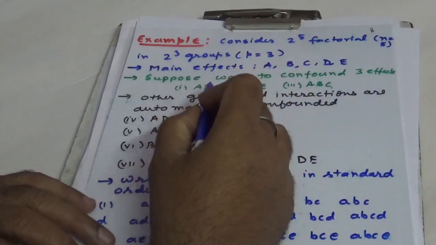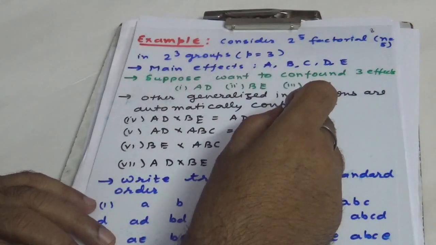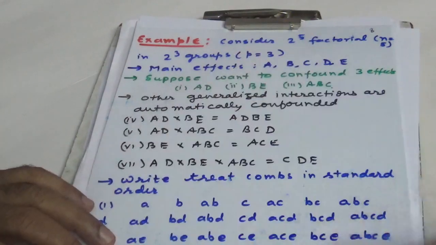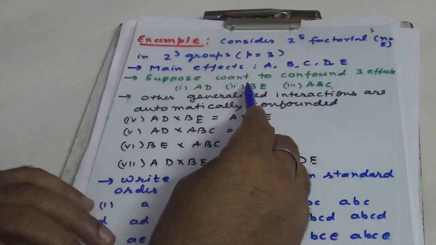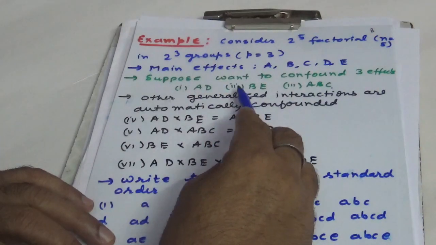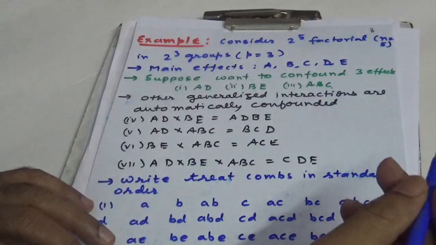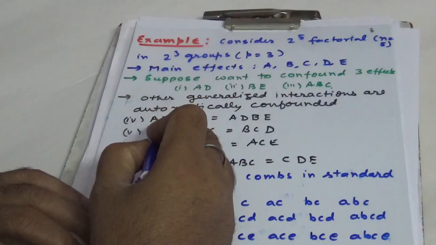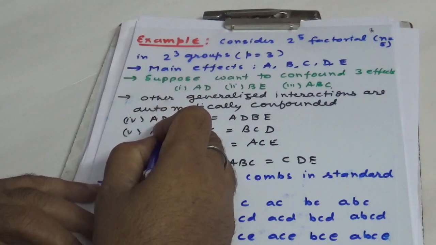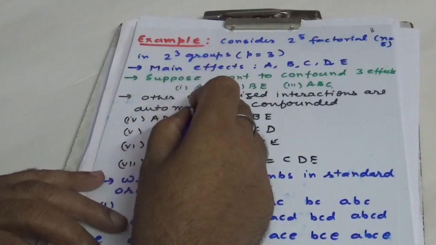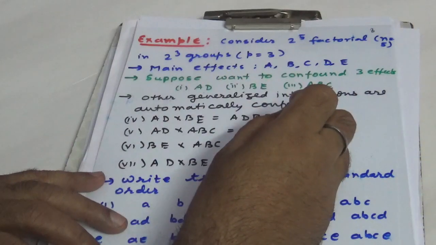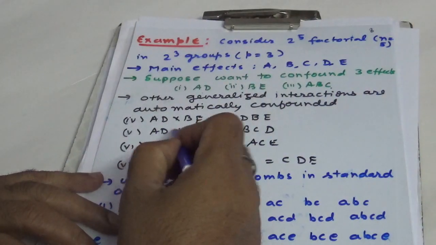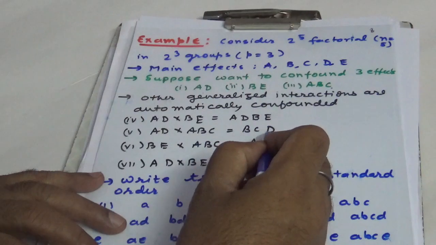So obviously once you choose AD, BE and ABC, there will always be generalized interactions that will be getting confounded automatically. So what are those generalized interactions? They can be obtained by multiplying 2 effects at a time and then all the effects together. The first effect getting confounded through the generalized interaction is AD into BE, which is ADBE. The second will be AD into ABC, which is A square BCD, which becomes BCD.